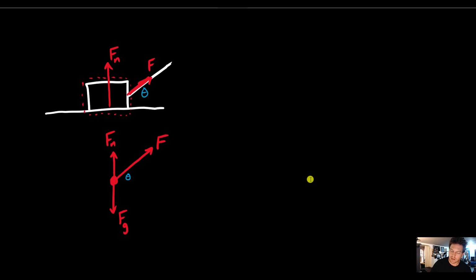Now, when I go to set up my Newton's second law equations, my force equations, I'm going to say the net force in the x direction is equal to, and I don't know if this thing's constant velocity or anything yet, so we're just going to set it equal to mass times acceleration in the x. And in the y direction, same thing. Net force in the y is equal to mass times acceleration in the y.